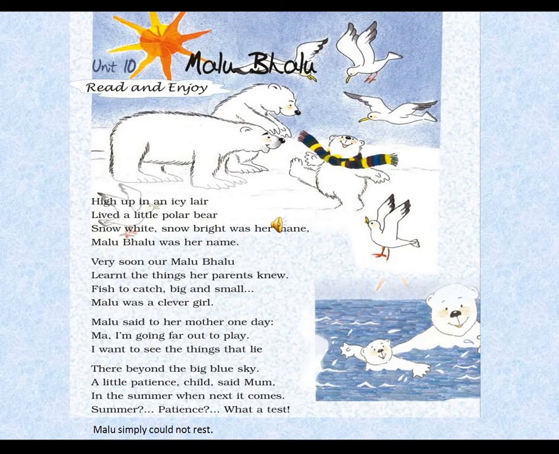Yes, so here Malu Bhalu also learns the things that her parents knew, like fish to catch, big and small. Malu was a clever girl. So, as you know, these are marine mammals, the polar bears, and they depend on fish and other animals as well. So, her parents used to catch fish, big and small in size. Malu also learned that very quickly. Why? Because she was a very clever girl. She was a very smart girl.